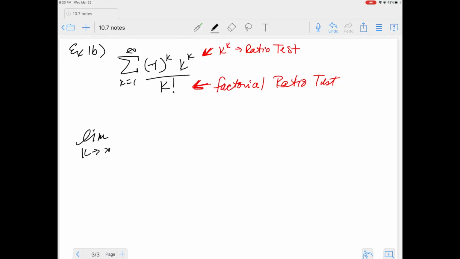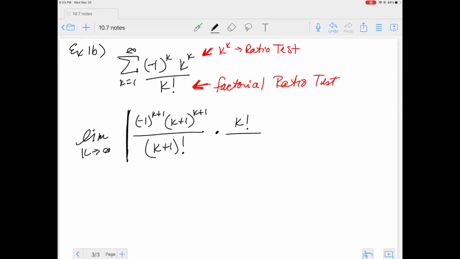The limit as k approaches infinity of the absolute value, -1 to the k plus 1, k plus 1 to the k plus 1, because you're going to take the next. Every single k you see goes to the next one, right? Over this k plus 1 factorial times the reciprocal. You're flipping it, multiplied by that reciprocal, k factorial over -1 to the k and k to the k.